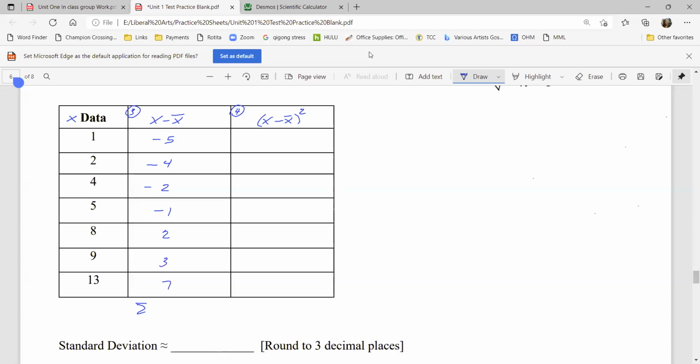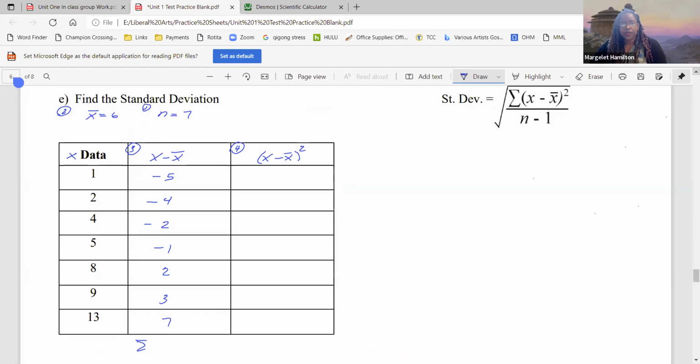Is everybody all right with these values? How do we get the second column? It's x minus x bar. Your x bar is, we found it earlier, 6. 1 minus 6 is negative 5. Okay, I got you. And just go right down the list. All right.